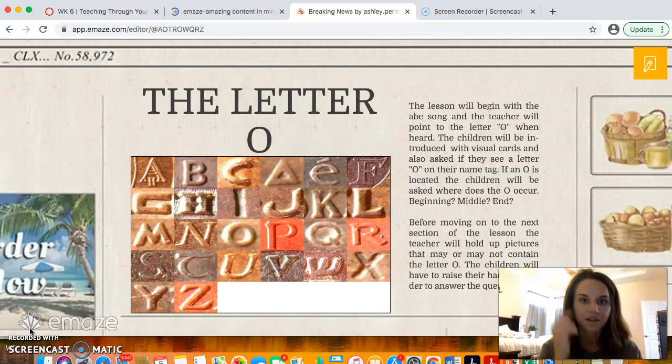Okay, guys, in this lesson plan, you're going to learn about the letter O. So the lesson will begin with the ABC song, and the teacher will point to the letter O when heard.